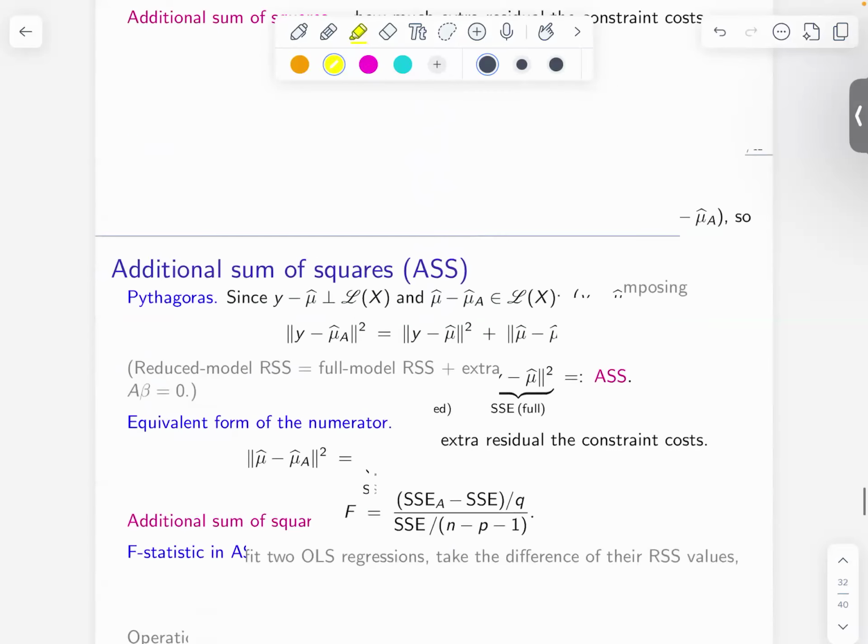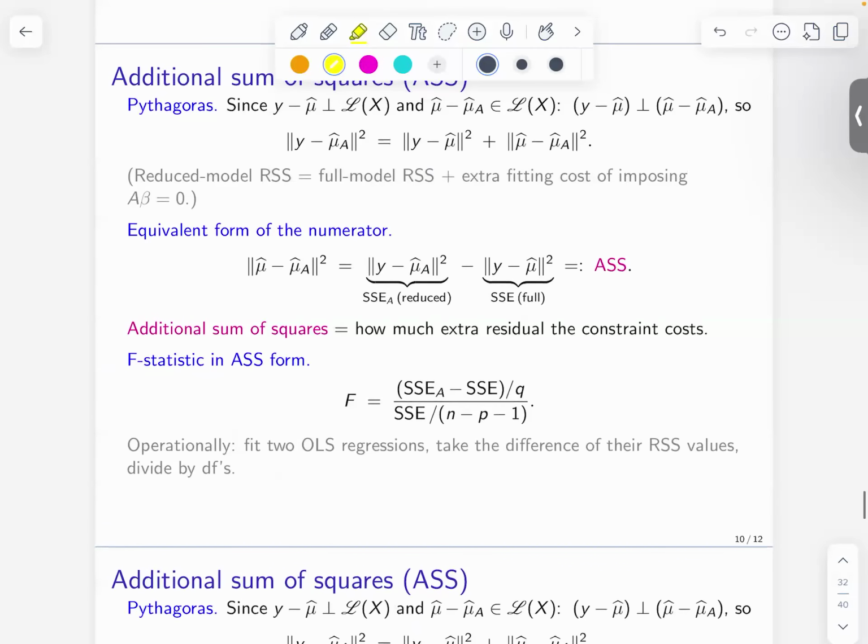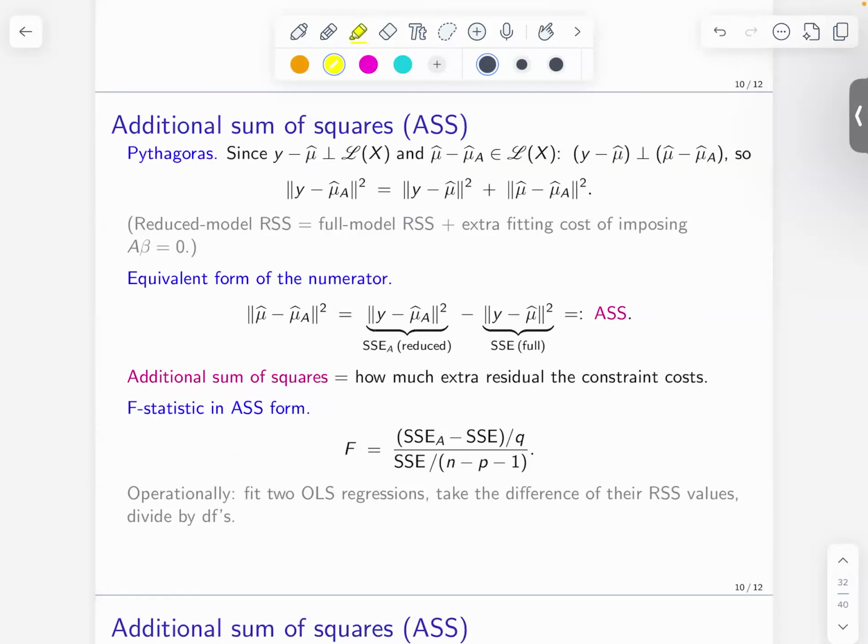Okay, I think I have a couple more. We're almost done, but what we're going to do is, this is just an alternative way of writing things. So if you just followed what we did, this is really that Pythagorean identity. So this is like E_A, and this is E. And so this is just saying norm E_A squared is equal to norm E squared plus this quantity.